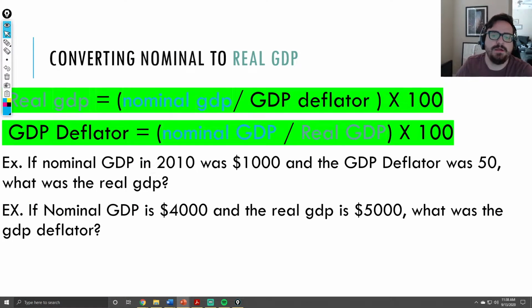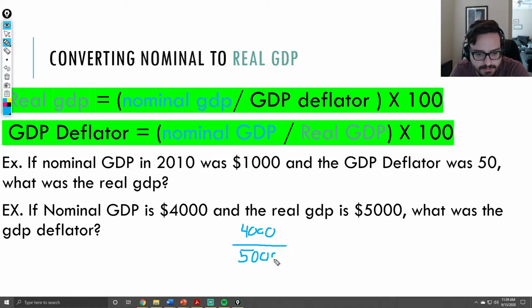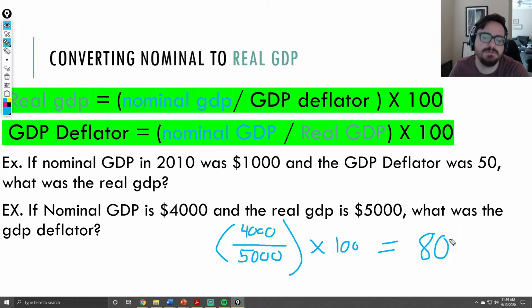And here's your conversion stuff. You can find real GDP by doing nominal divided by deflator. That's why it's another way to find real GDP. But how it works is, I'm going to use the second example to show you what the GDP deflator does. If the nominal GDP is 4,000 and the real GDP is 5,000, what was the deflator? Okay, nominal over real times 100, 4/5 is 0.8. That means my deflator is 80.